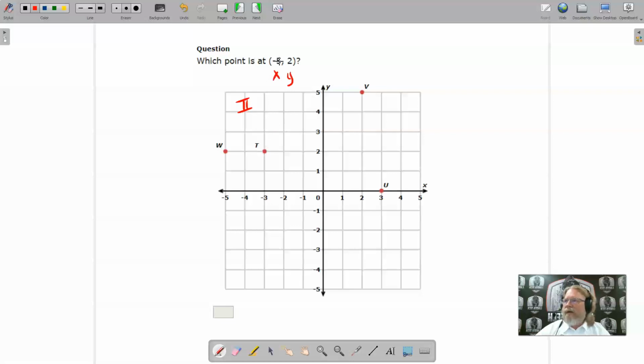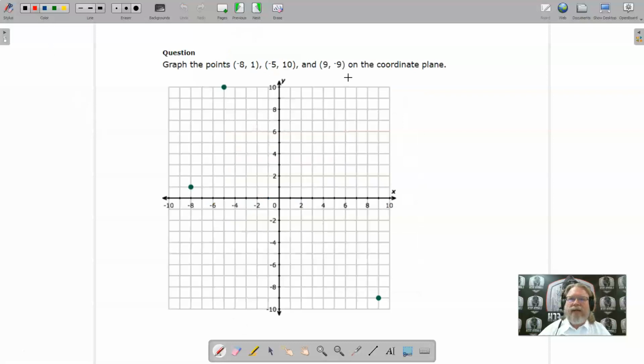And if we go from the origin over to x is negative 5, and then y is positive 2. So if we look over here at positive 2, so we're looking for right here, x is negative 5, and right here, y is positive 2. So I'm getting those numbers from here. Negative 5 right here for x, positive 2 for y. So where those two intersect happens to be point W. So I'll go ahead and put in point W.